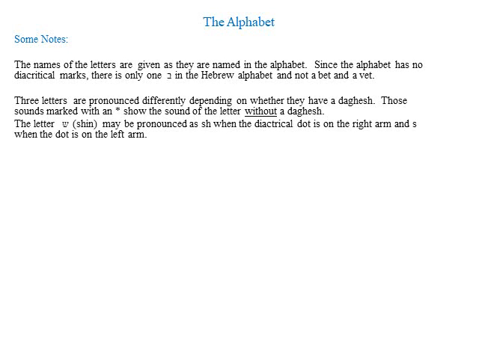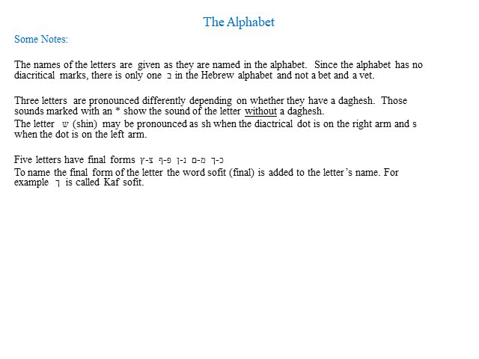The letter shin may be pronounced as sh when the diacritical dot is on the right arm and s when the dot is on the left arm. Again, because there are no diacritical marks in the alphabet itself, there's just one letter, shin, and that is the way it is named. 5 letters have final forms.